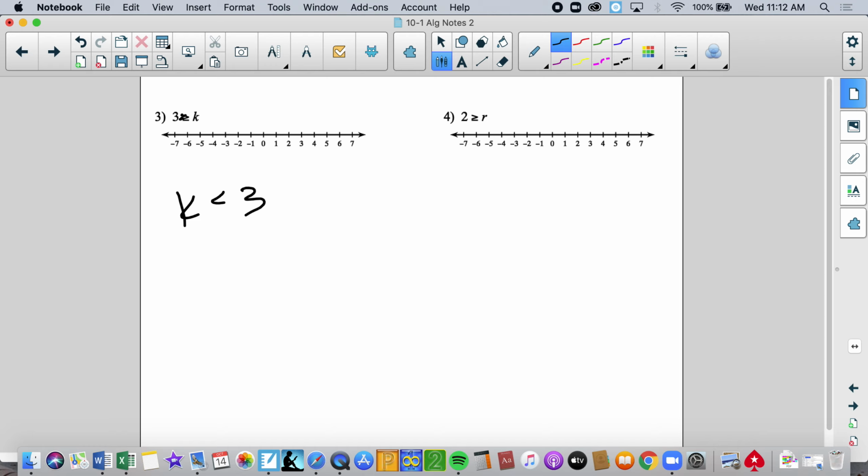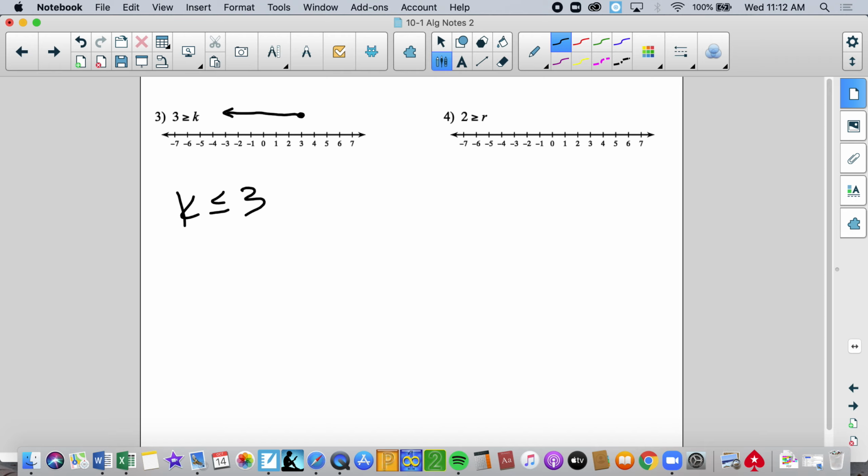Okay, and we need the equal sign because there was an equal sign. So we went from 3 is greater than or equal to k to k is less than or equal to 3. Those are equivalent inequality statements. So now we know our solutions are less than or equal to 3. Since there's an equal sign, we're going to include it. So that means it's a closed circle. Since our solutions are less than 3, we're going to go to the left.